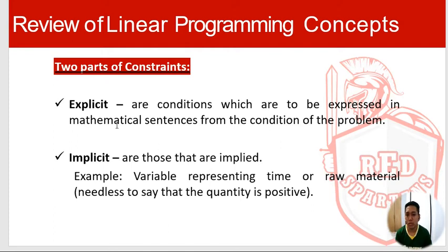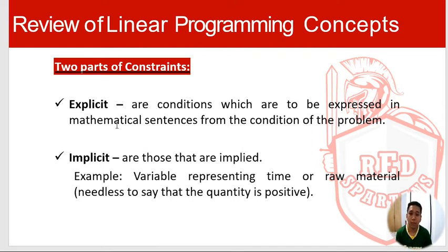In terms of constraints, we have two kinds of constraints. We have explicit and implicit. Explicits are conditions which are to be expressed in mathematical sentence from the conditions of the problem. Siya naman ay makikita talaga natin. For example, explicit conditions are yung para mabuo si chair, kailangan ng 3 hours. Para mabuo si tables, kailangan ng 4 hours. But ang available lang is 12 hours. We could create an equation from that.